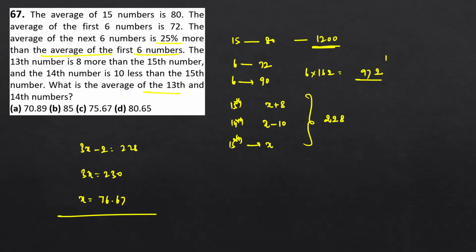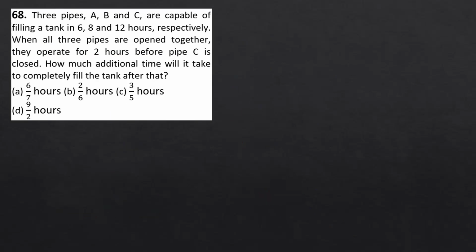So what is the average of the 13th and 14th? If you do the average of the 13th and 14th, it is 2x minus 2 by 2. He's asking you what is x minus 1. So x is 76.67, and this is 75.67. So you should know the averages thoroughly in order to answer this question.